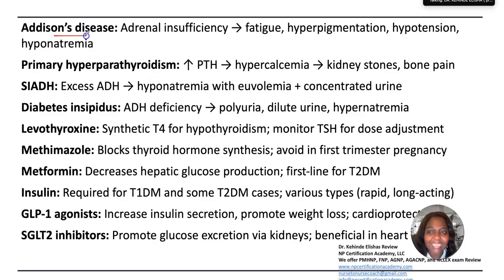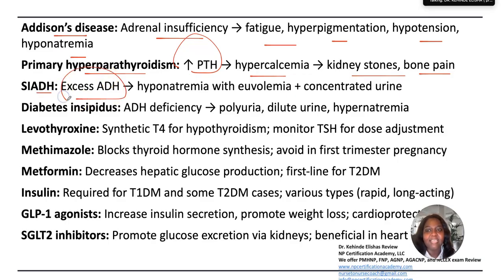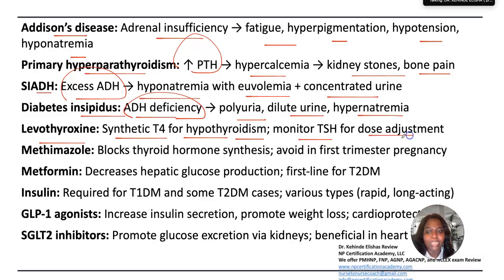So let's continue here with Addison's disease: adrenal insufficiency, fatigue, hyperpigmentation, hypotension, hyponatremia. What about primary hyperparathyroidism? Increased PTH, hypercalcemia, kidney stones, bone pain. SIADH: excess ADH, hyponatremia, and euvolemia plus concentrated urine. With diabetes insipidus: ADH deficiency, polyuria, dilute urine, hypernatremia. Levothyroxine, synthetic T4 for hypothyroidism, monitor TSH for dose adjustment. Methimazole will block thyroid hormone synthesis.